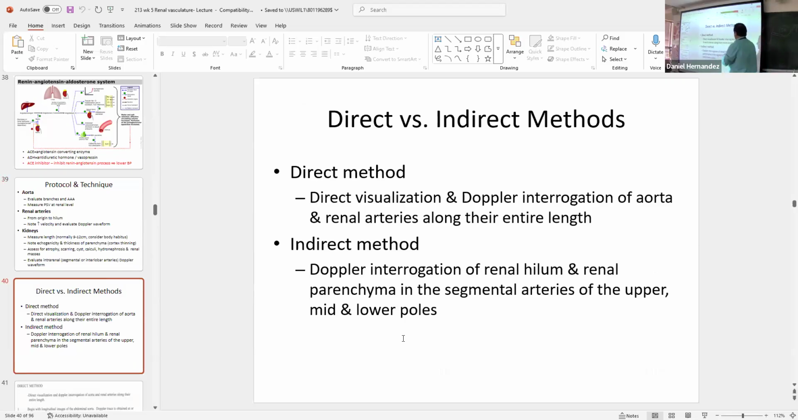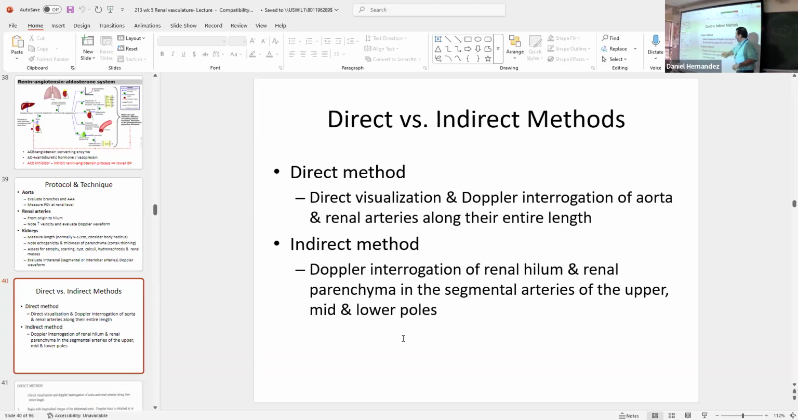To make the diagnosis of renal artery stenosis, we can have a direct method or an indirect method. With the direct method, we have to be able to visualize the entirety of that main renal artery as it courses all the way from the origin out to the hilum of the kidney. The indirect method is when we don't visualize the origin or the entirety of that vessel, and we can only see the renal artery near the hilum, so we only get a distal or mid-distal portion of it. Then we Doppler the intrarenal vessels, and we use that information to infer that this patient has renal artery stenosis.